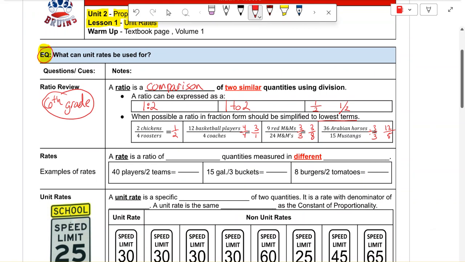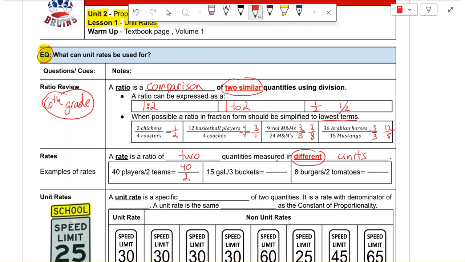And here are some examples of rates. A rate is a ratio of two quantities measured in different units. Now that's different. It says the word different, and up here it said two similar quantities. But rates are different units. For instance, we have 40 players to 2 teams. Now it might sound like they're all soccer players or basketball players, but we're talking about teams, and so it's a little bit different. This would be a rate. So 40 to 2.